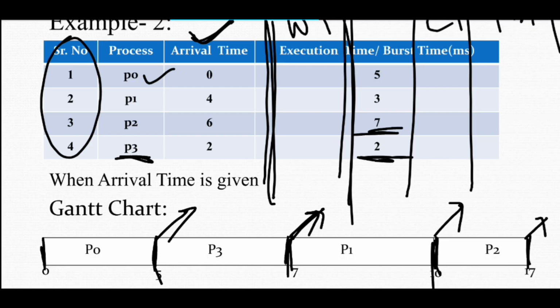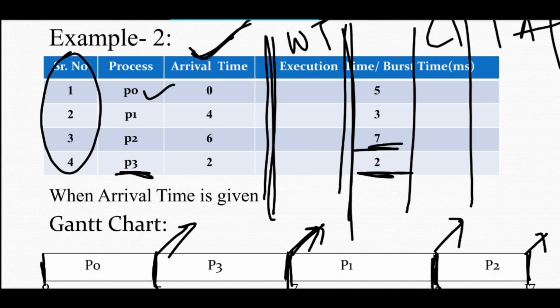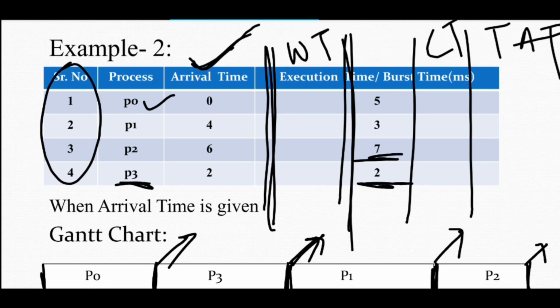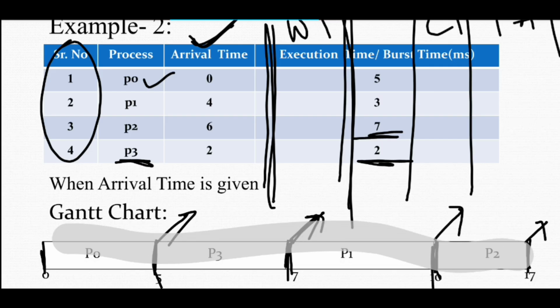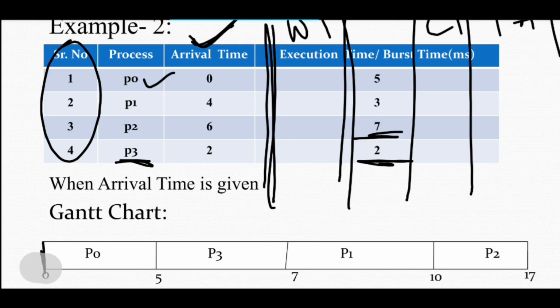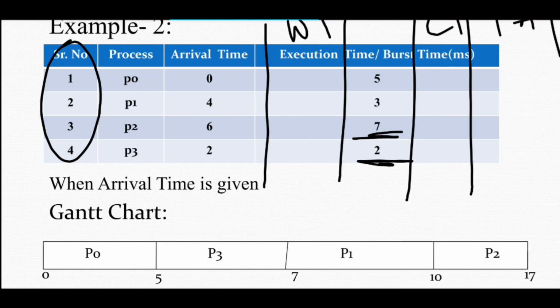Okay, this is the Gantt chart. You have to draw the Gantt chart. It must be drawn. Then from the Gantt chart we will find our completion time. Here is our completion time. Okay, let me erase.